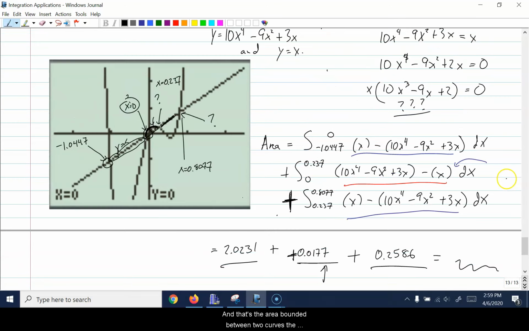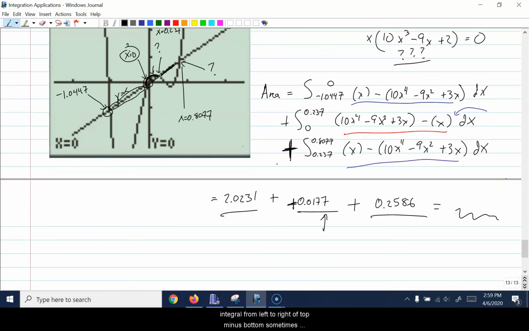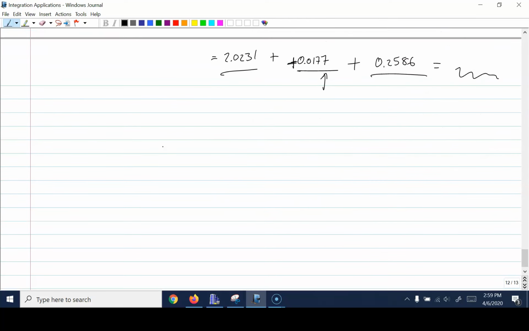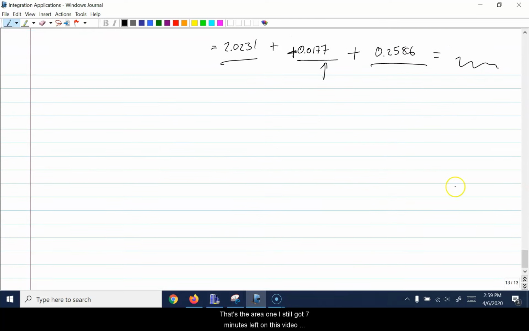And that's the area bounded between two curves. It's the integral from left to right of top minus bottom. Sometimes you'll use your calculator to find the digits of what are the points. Sometimes you need to think about what's the top, what's the bottom. If they switch, you have to cut it into smaller pieces. That's the area one. I still got 7 minutes left on this video. I'll move on to the next topic.